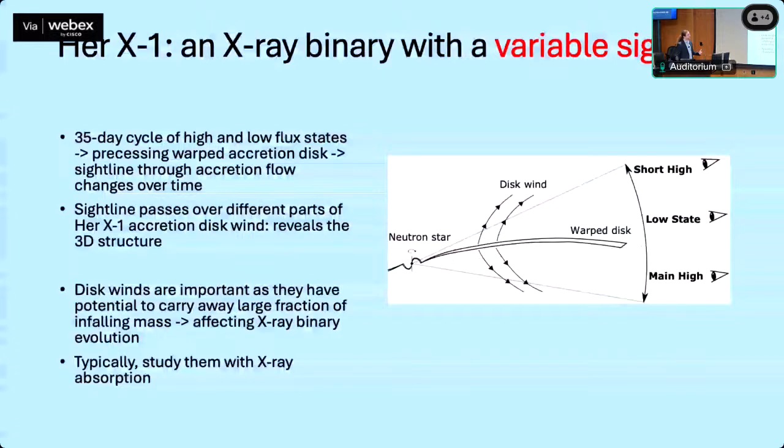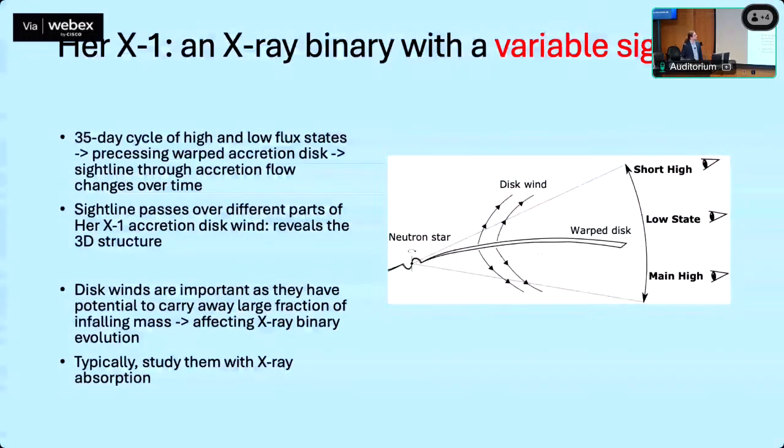So we would like to know how much energy this is, how much mass is going away in the wind. But since they're typically studied with X-ray absorption line spectroscopy, for most systems we only have one line of sight, and so we don't know. We have very limited ways to figure out what is the 3D structure of this wind, and therefore how much total mass is actually leaving the system.